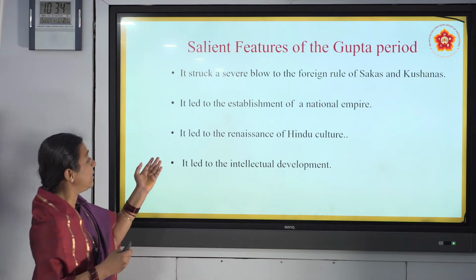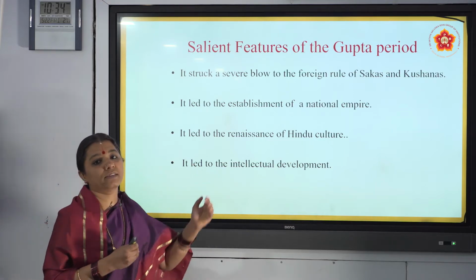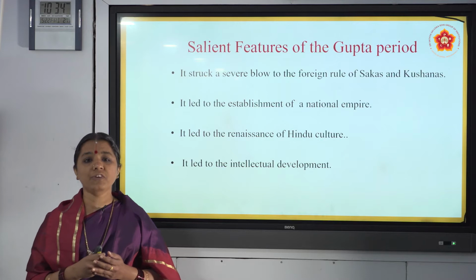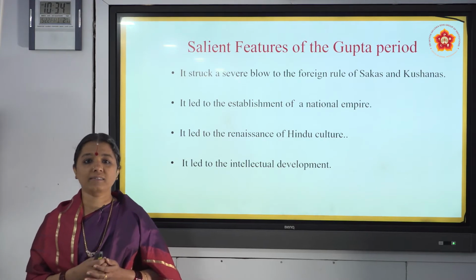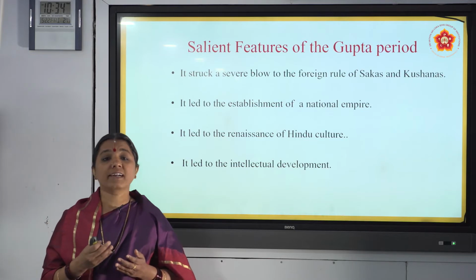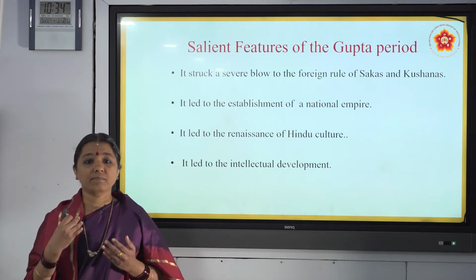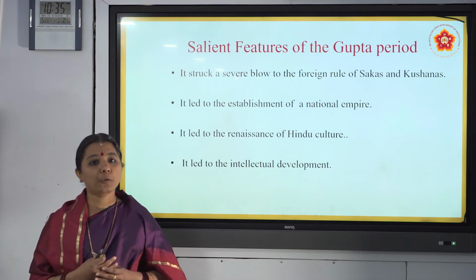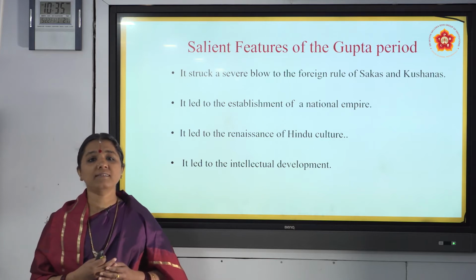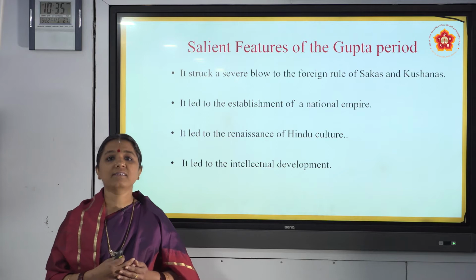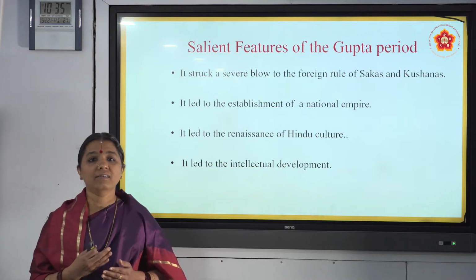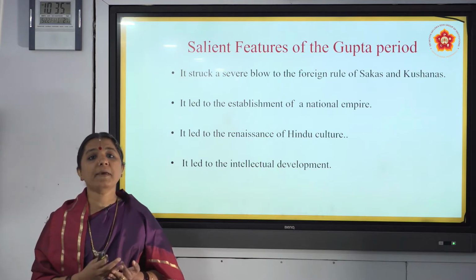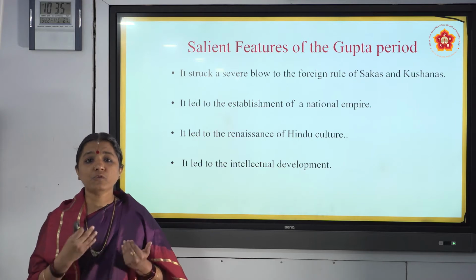The third being, it led to the renaissance of Hindu culture. Actually, the revival of Hinduism is an outstanding feature of Guptas. Many temples were constructed and Hinduism gained a lot of encouragement. Hinduism became the state religion of Guptas, and even the Gupta kings performed Vedic rites, rituals and sacrifices like Ashwamedha Yaga, Rajasuya Yaga, Vajapeya Yaga and Putra Kameshti Yaga with so much enthusiasm.